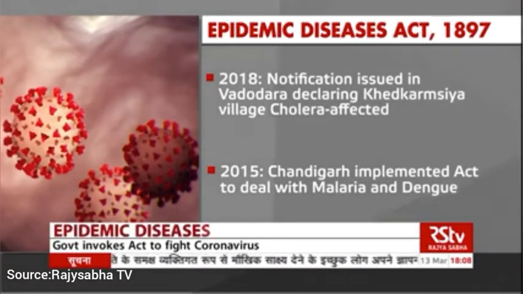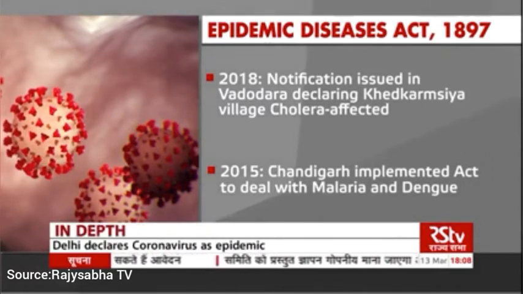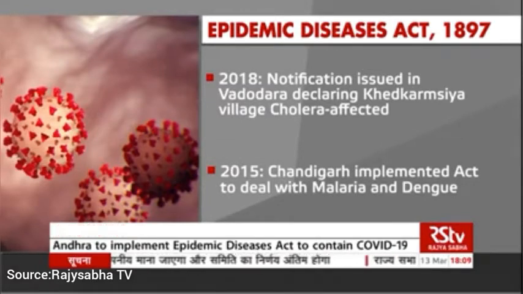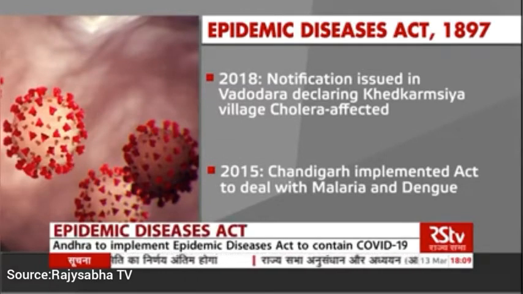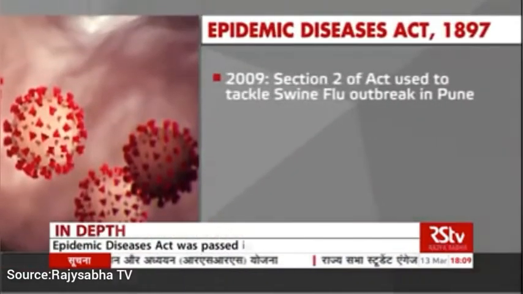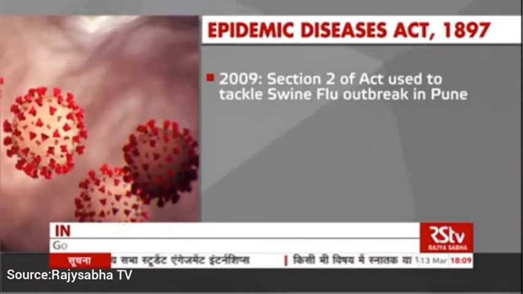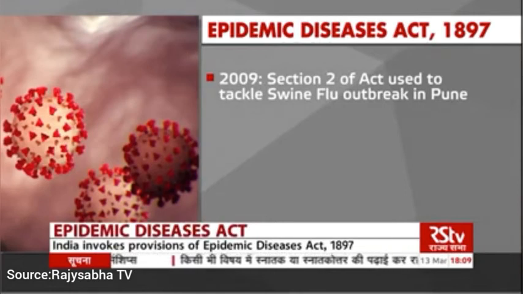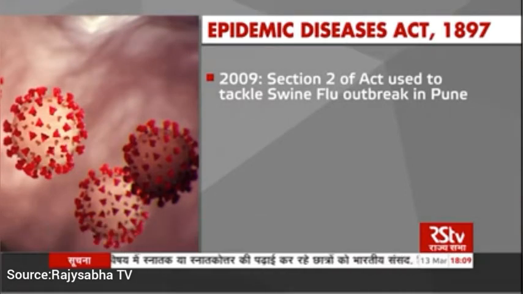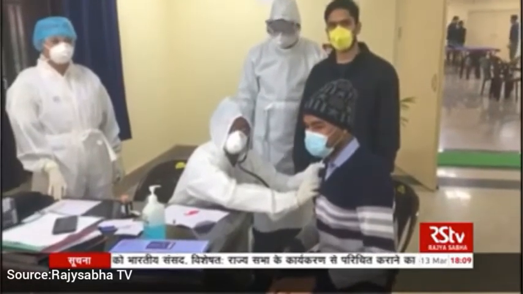In 2015, to deal with malaria and dengue in Chandigarh, the Act was implemented and controlling officers were instructed to ensure the issuance of notices and challans of 500 rupees to offenders. In 2009, to tackle the swine flu outbreak in Pune, Section 2 of the Act was enforced to open screening centers in civic hospitals across the city, and swine flu was declared a notifiable disease. With Leena Sharma, Bureau Report, Rajya Sabha TV.